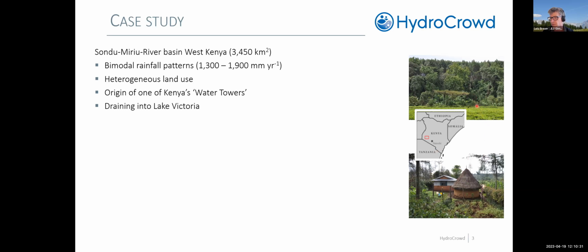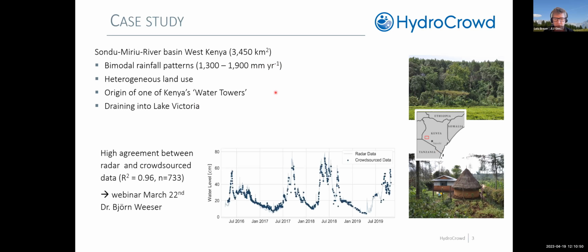The interests of the different stakeholders in the different regions are completely manifold. Overall, it's a relatively wet area, with up to 2,000 millimeters per year of rainfall, and the water drains into Lake Victoria, also a hotspot of biodiversity in that region, and of great interest to politicians as to what happens in that country.